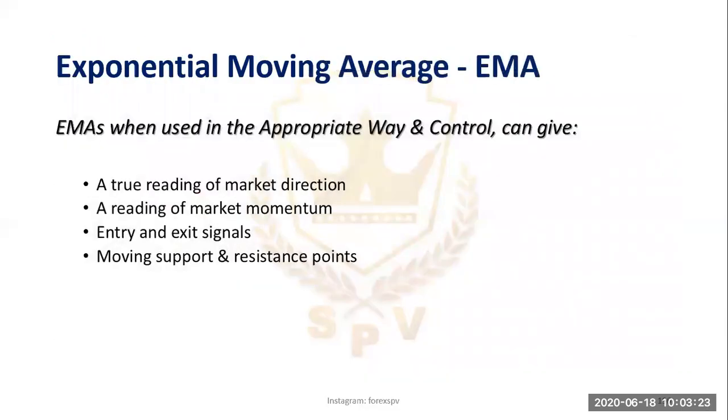Exponential moving averages. We have indicators that are thrown to our discretion in order for us to easily identify these market sentiments that we just learned. And we have the exponential moving average. EMAs, when used in the appropriate way and control, can give a true reading of market direction, a reading of market momentum. They can give us entries, they can give us exit points. And also in our time frame, they can be used as moving support and resistance points.